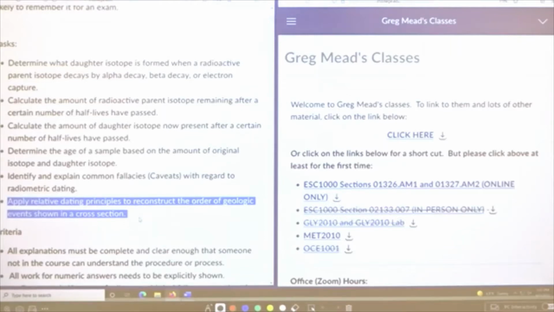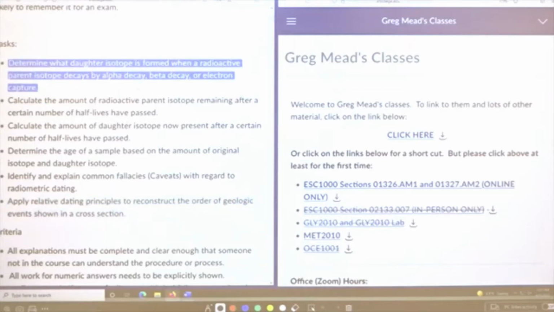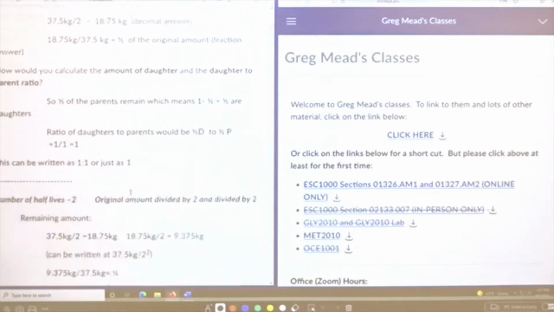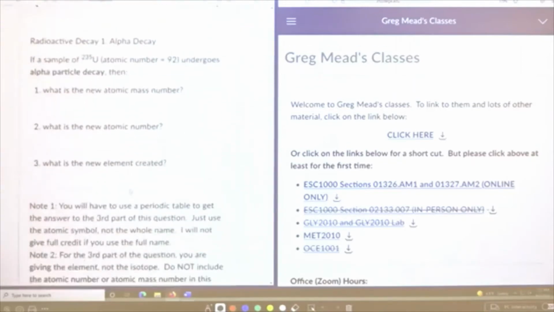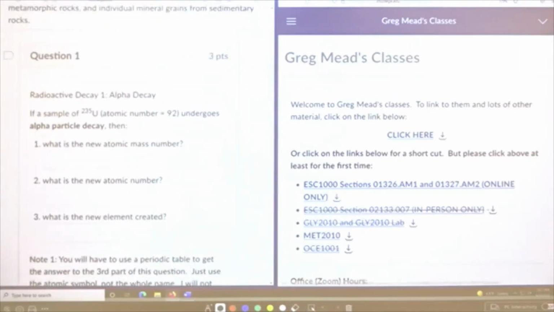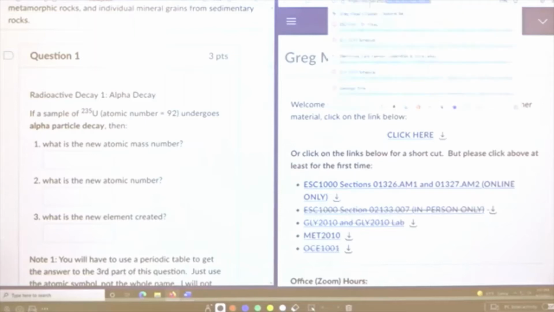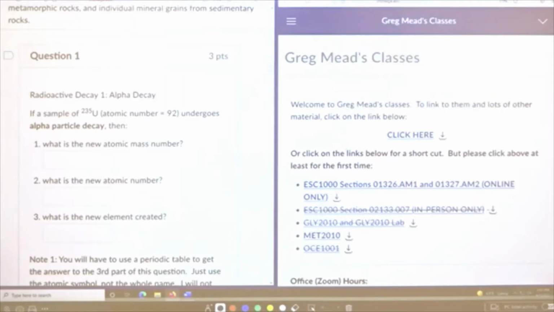So let's start by determining what daughter isotope is formed when a radioactive parent isotope decays by alpha decay, beta decay, or electron capture. We'll scroll through this because you can read it yourself. But here is the first question. To find the web page that this is all based on, go to this web page, and you can see the link right there.